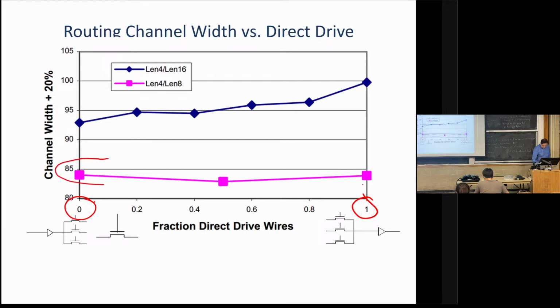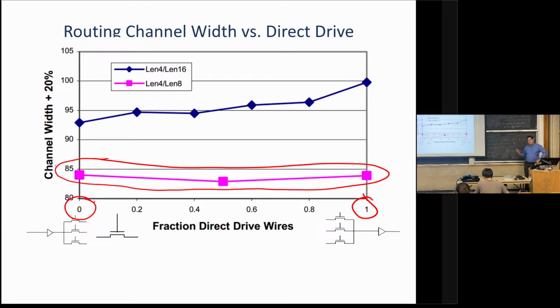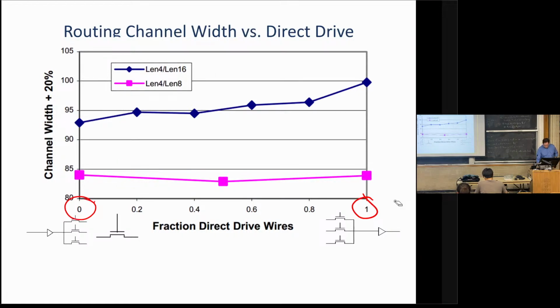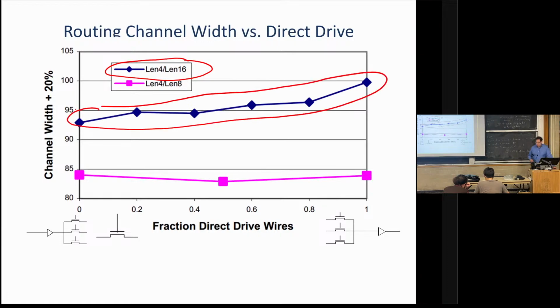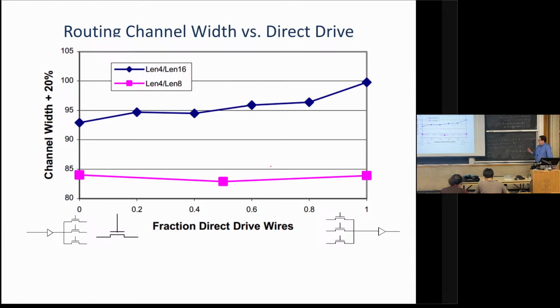If I have just a mix of length 4 and length 8 wires, so mostly length 4, but some length 8 to get a bit better speed for long distance wiring, there's no strong trend. My channel width doesn't really change much at all. If I use somewhat longer wires, so still mostly length 4, but now some length 16s, then there is some trend, right? As I go towards more direct drive switches, I do need a somewhat wider channel, but it's not that much wider. It's maybe 8%. It's not huge. So this is a little bit surprising, right?